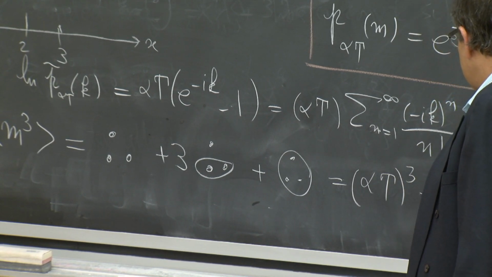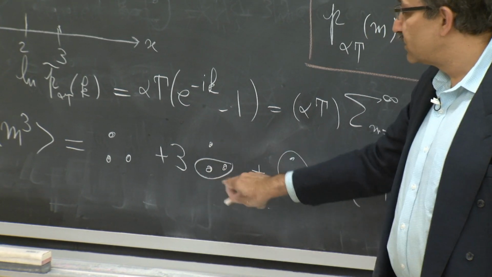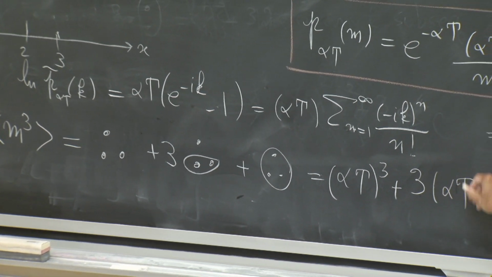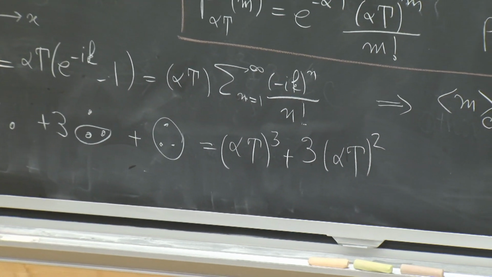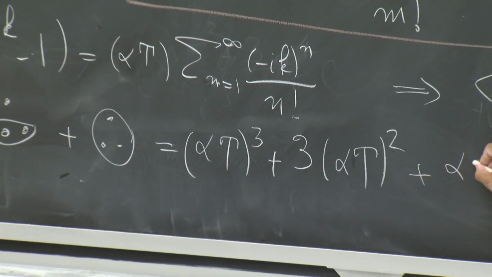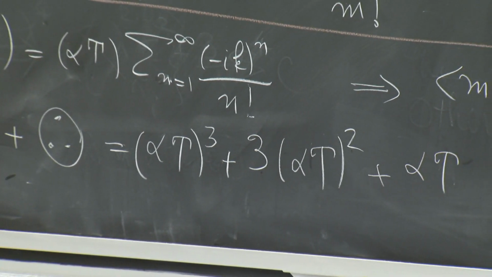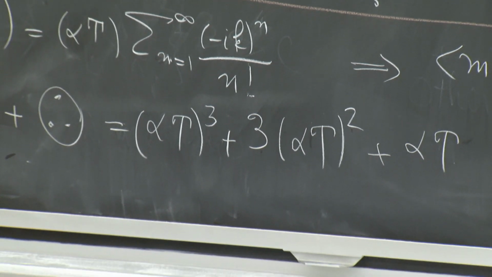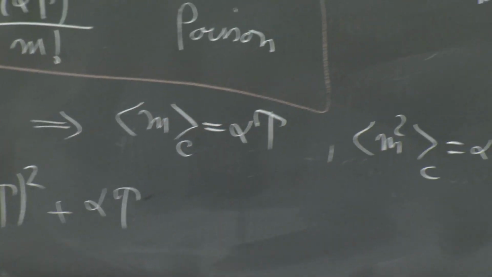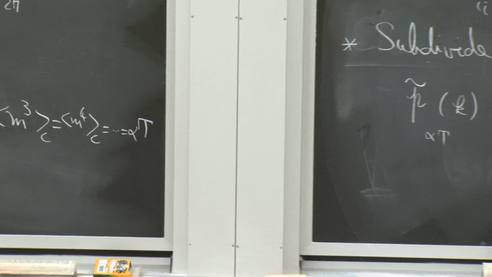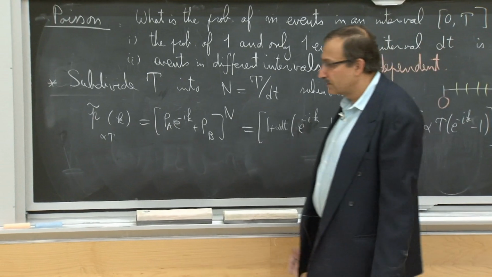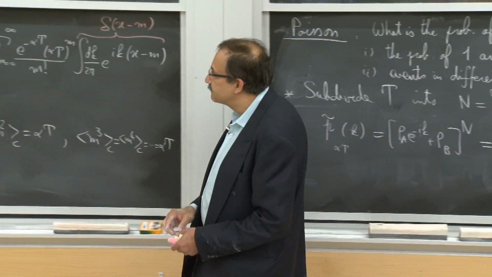For the second term there is a factor of 3. Both the variance and the mean give me a factor of alpha t, so I will get alpha t squared. And the third term, which is the third cumulant, is also alpha t. So the answer is simply of this form. Okay? Again, m is an integer, alpha t is dimensionless, so there is no dimension problem with having different powers. Any questions?